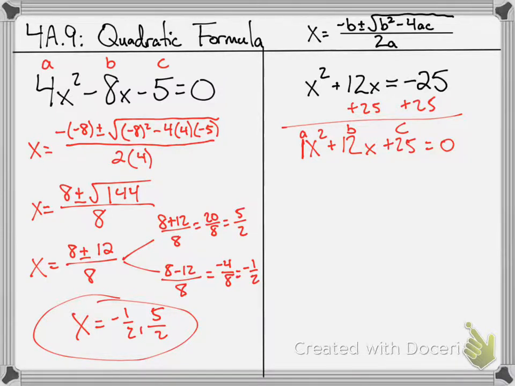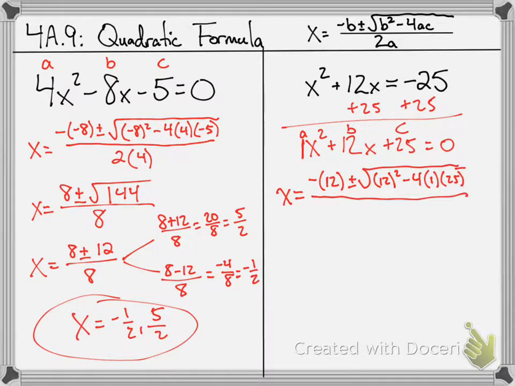Now I'm going to go ahead and repeat the same process that we did in the first problem. We're going to take all the values and sub them in. So we start with negative b, so negative 12, plus or minus square root of b squared, so 12 squared, minus 4 times a, which is 1, times c, which is 25, all over 2 times a, 2 times 1.